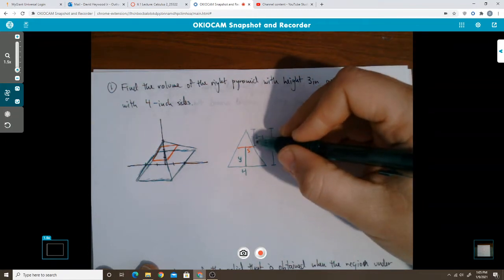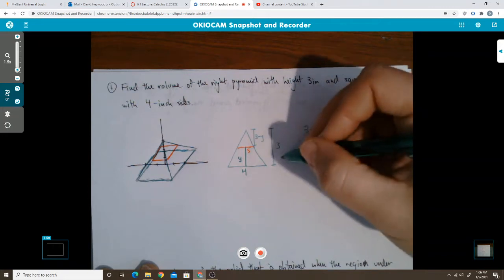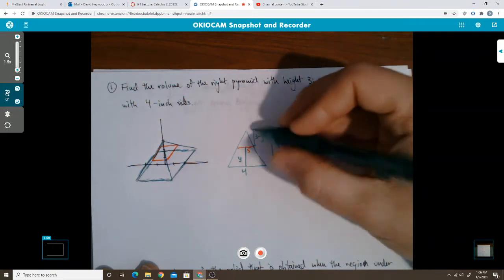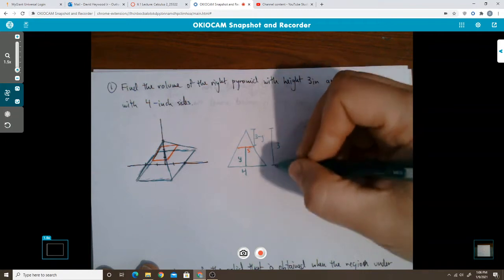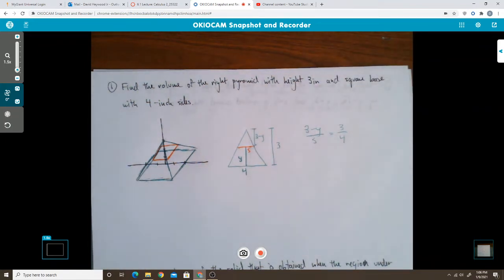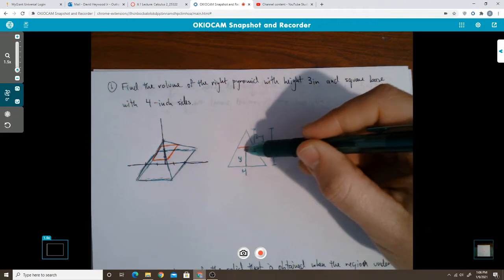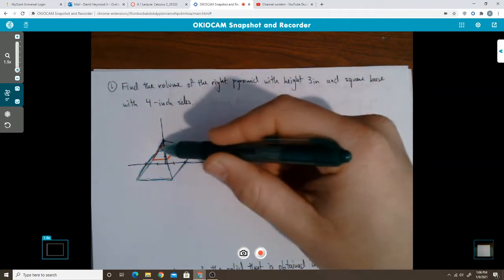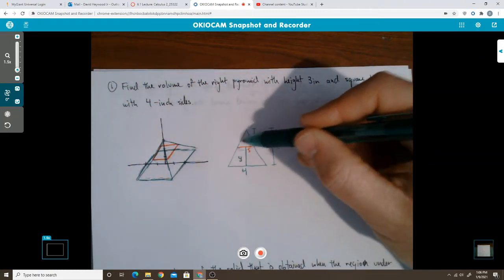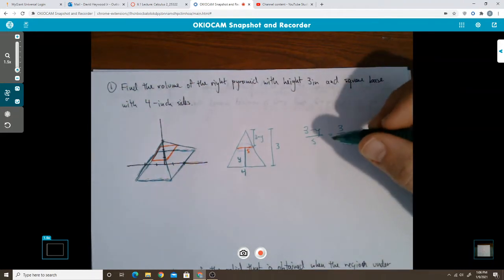So the height of the triangle is to the base of the triangle as the height of the big triangle is to the base of the big triangle. So 3 minus y is to S as 3 is to 4. And now I can solve for S, right? So that I've got a way to describe the length of the square in terms of y. Okay, so let's solve for S.